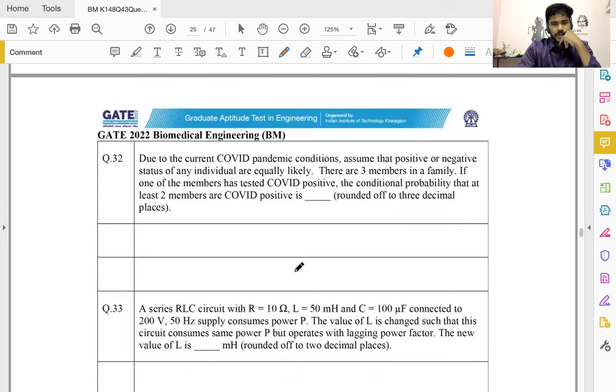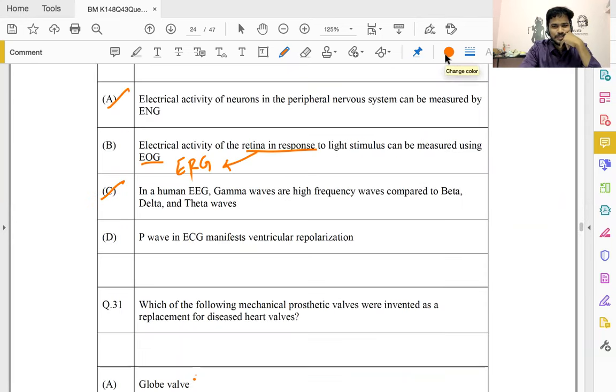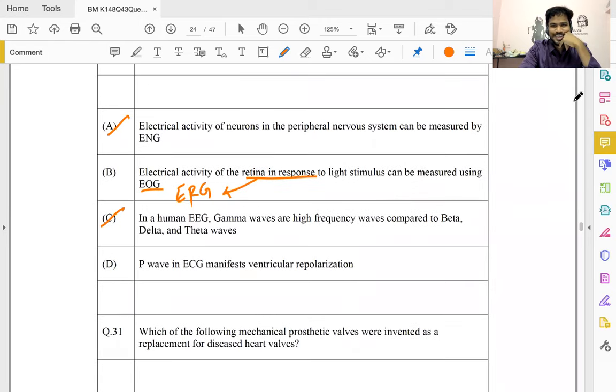Okay, due to COVID pandemic conditions, assume that positive or negative status of any individual are equally likely. There are 3 members in a family. If one of the members is tested COVID positive, conditional probability that at least 2 members. When I take this, a lot of students make mistakes here. Very, very basic idea in probability. So that's fine. Okay, there is a grammatical issue with one of these options.